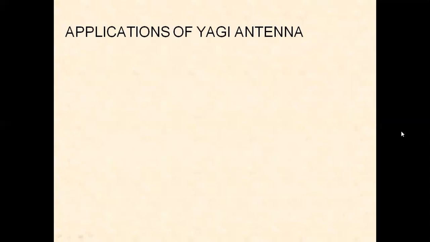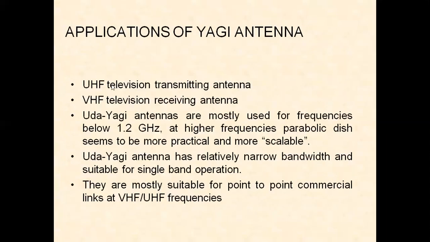Now we'll see the applications of Yagi antenna. It can be used as a UHF television transmitting antenna. You can transmit television signals, UHF television signals, in a particular direction. It can be used as a VHF television receiving antenna to receive the signals from VHF television channels.